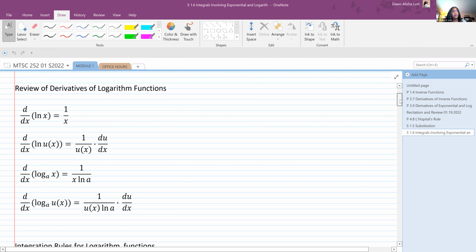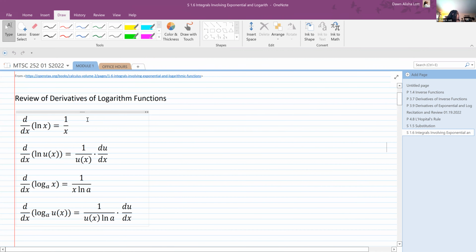So if you remember, the derivative of the log of x is 1 over x, and the derivative of the log of u of x, so I'm taking the derivative of the log of a function, is 1 over u of x, but you have to multiply by the derivative of the inside function. I am telling you, this is going to be on the exam, all of this stuff right here. The integration, I'm not so sure about yet, but the derivatives, you must know them cold.